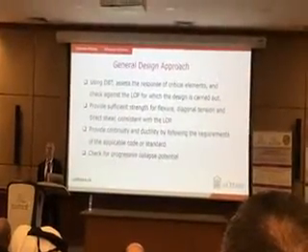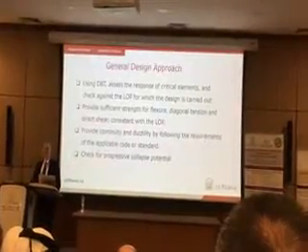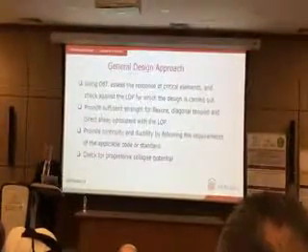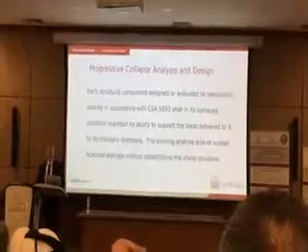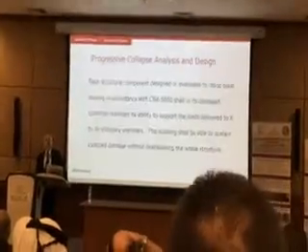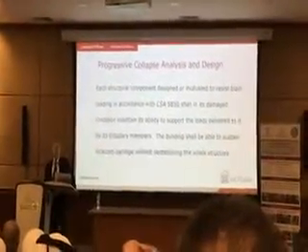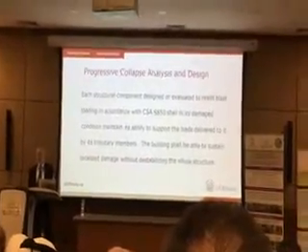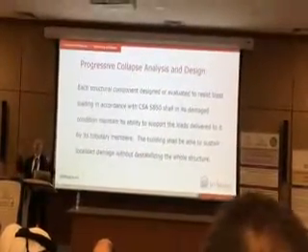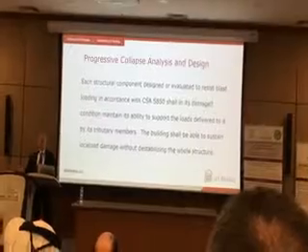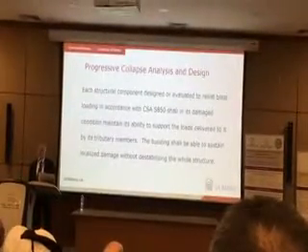And then last step is, after designing individual members, you now do progressive collapse analysis. Now, progressive collapse analysis is done to make sure that failure of a single element doesn't lead to a whole series of failures. Right? That's what progressive collapse is.